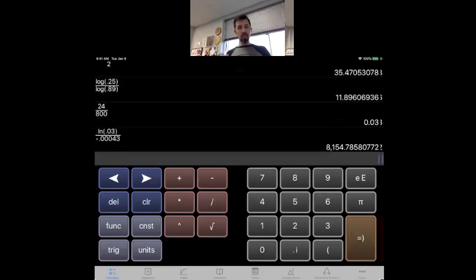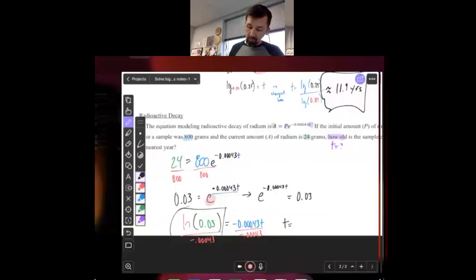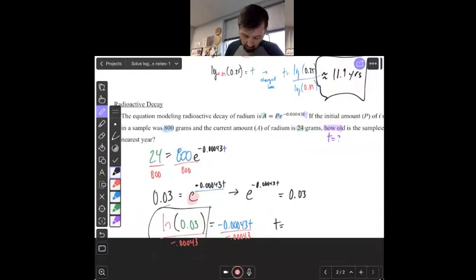We're talking about carbon dating, so this radioactive decay is usually many thousands of years, if not many more. So seeing a number like this, and I think it said round to the nearest year, so that would be 8155, since that 7 would round up the 4. So 8155. There we go.